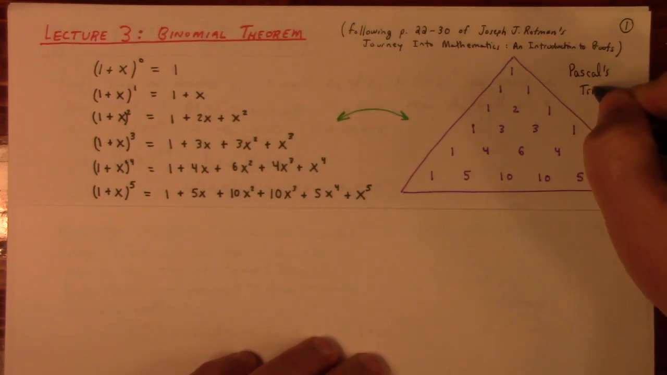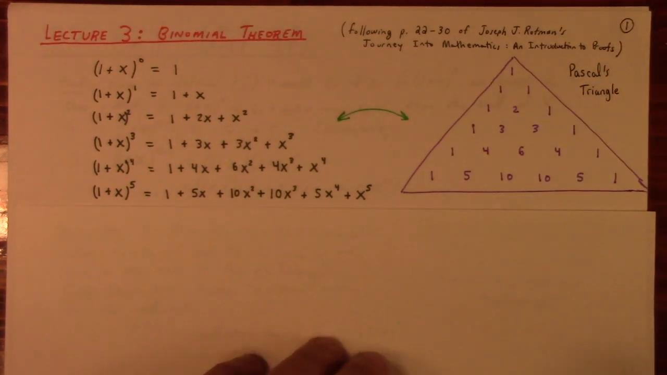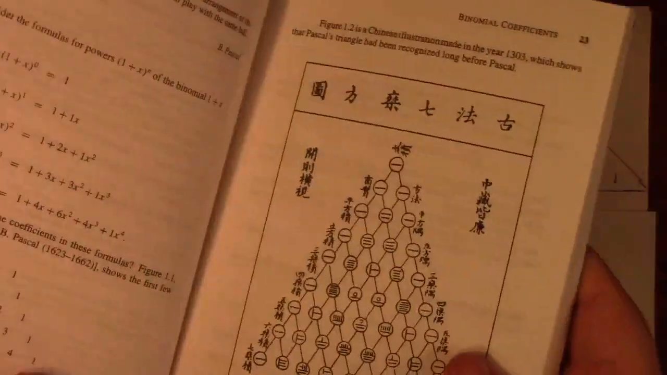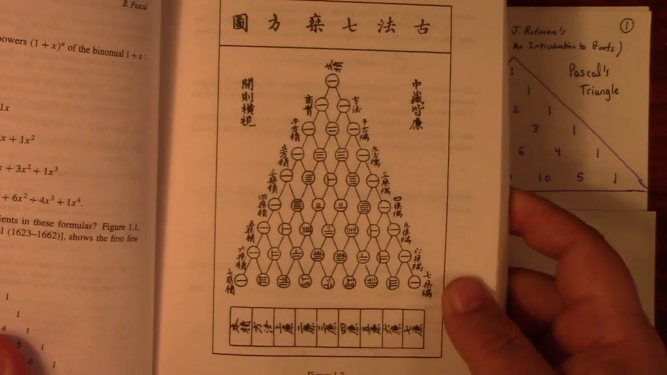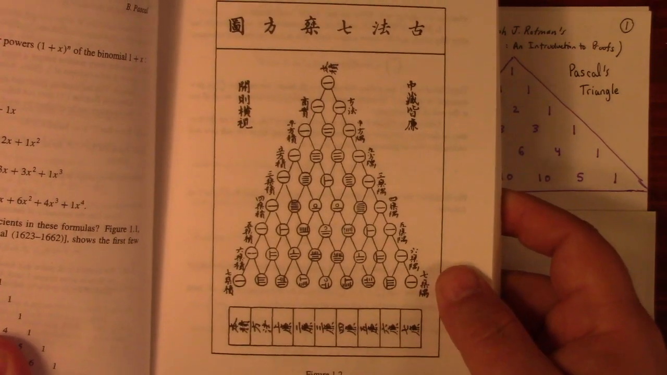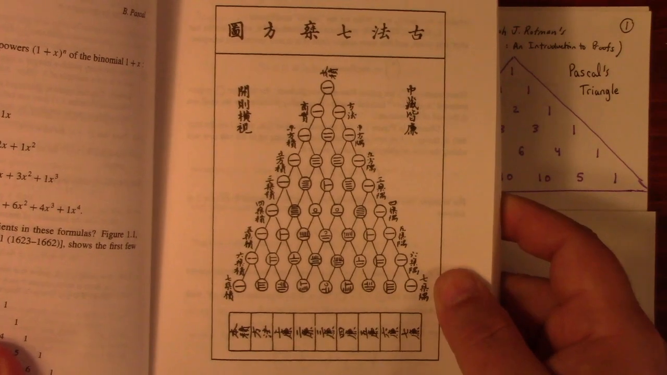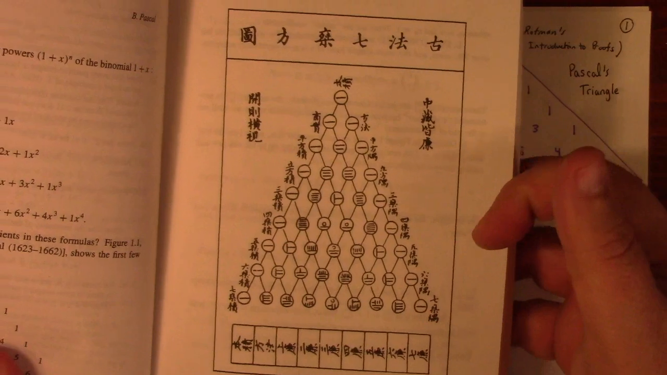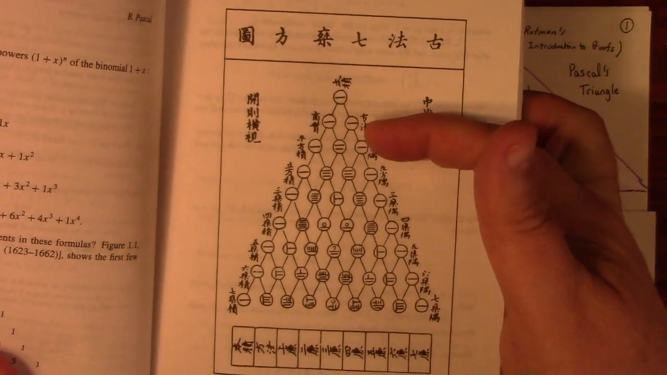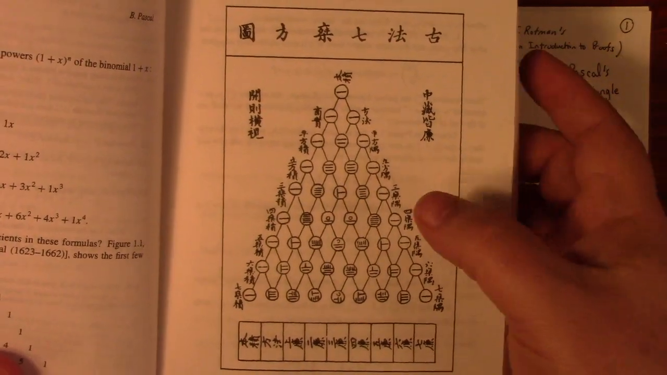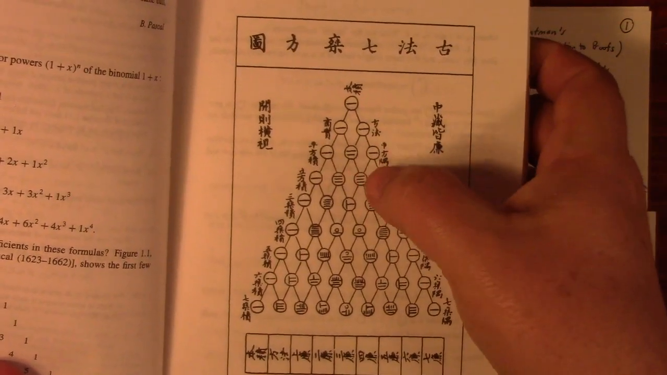But truth be told, it is older than Pascal. Rotman has a lovely picture of something similar in here. And this is a picture from a Chinese illustration made in 1303. So here's, well, it's Pascal's triangle, right? You see the Chinese symbol for 1, 2, 3. Hey, look at how easy Chinese numbers are. Look at that. 1, 2, 3.